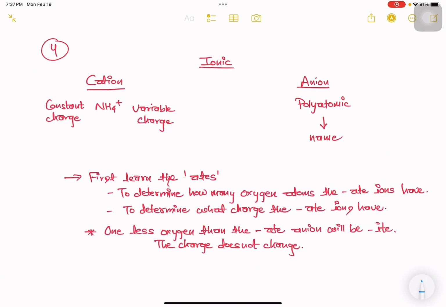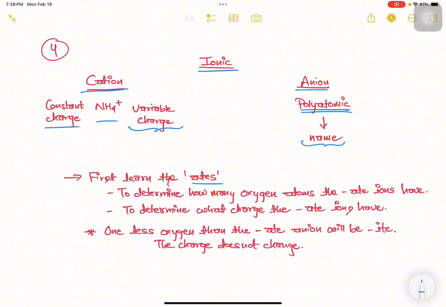Now here's another condition. What if the cations can be constant charge, it can be ammonium, or it can have multiple charges as well. What if the anion is polyatomic, okay. For polyatomic, we will write the name. Here come -ates and -ites. What are -ates and -ites? I'm going to explain later.